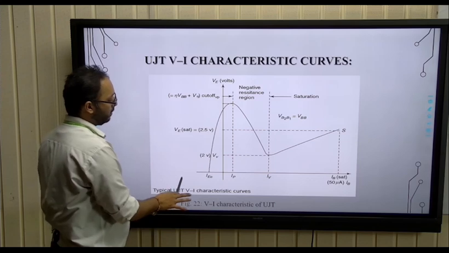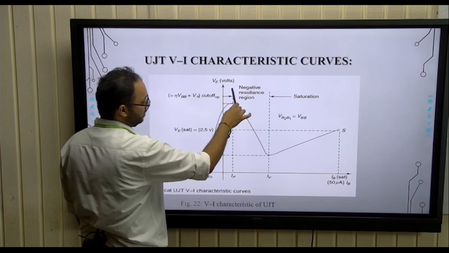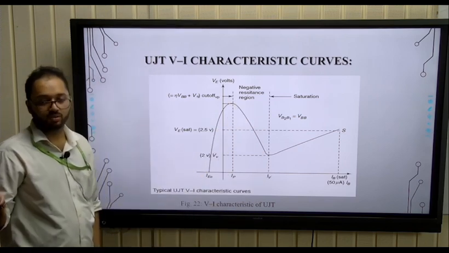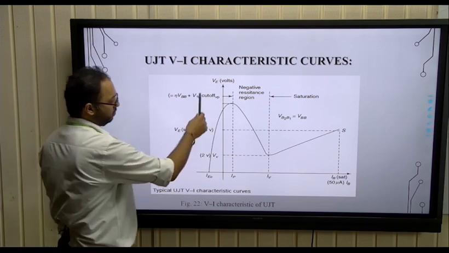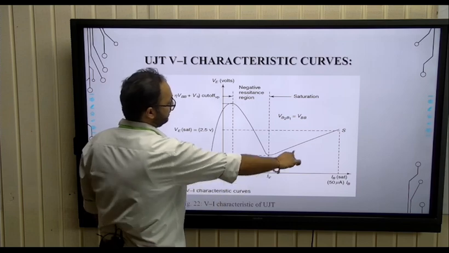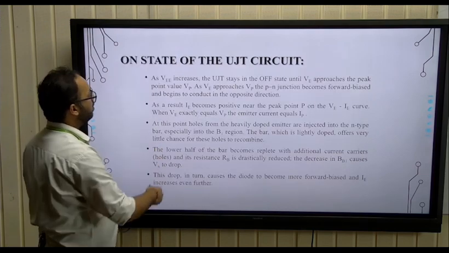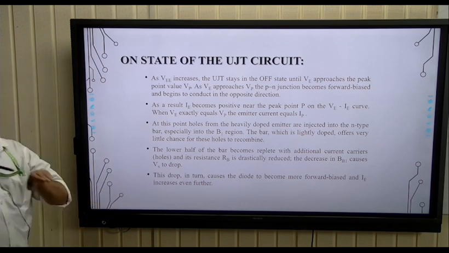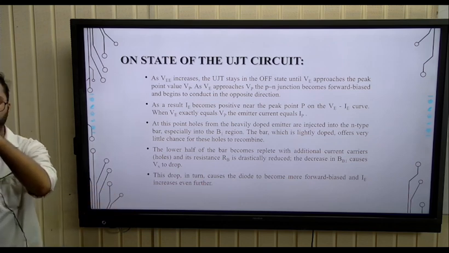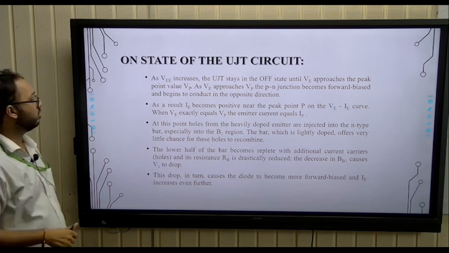So what actually happens is that when you are applying voltage, it goes high into the negative resistance region and it drops down when you have applied the E voltage. When you are applying VE with respect to B1, that gives you less resistance, and after the current is reached, it gets into saturation. On state of the UJT and off state of the UJT I have already explained. In the off state it is really closed, and when you have applied E voltage, it starts opening up and turning on. That is already explained.